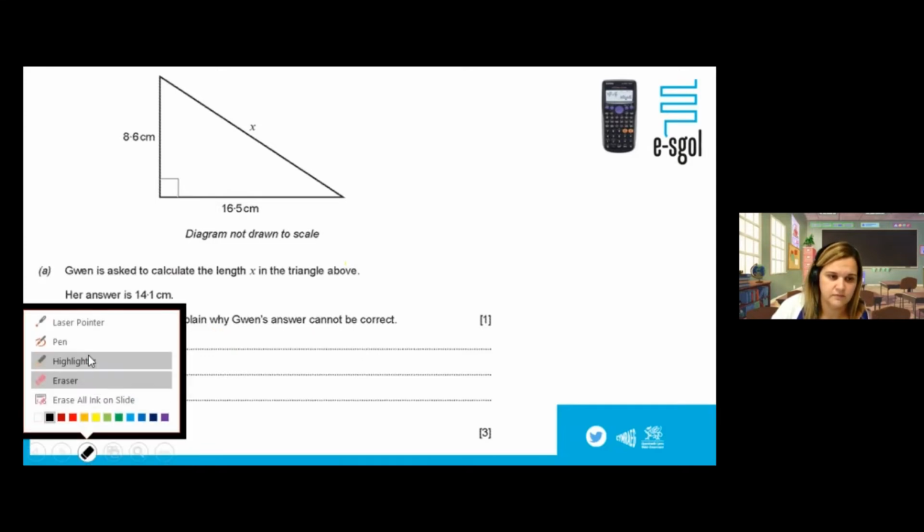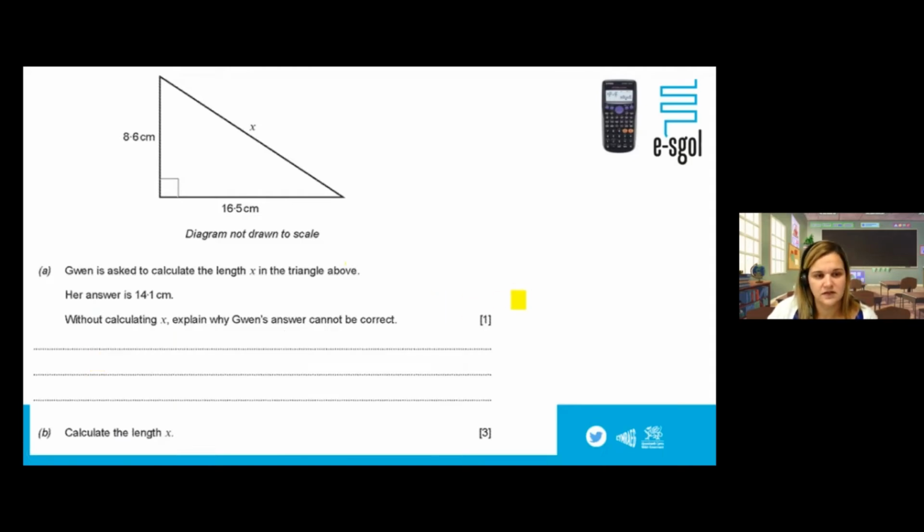Okay. So her answer is 14.1. Now that answer is the length x, and the length x in this question is opposite the right angle. So that is your hypotenuse. So it's saying that the hypotenuse is 14.1. Now I've said it quite a few times in this session that the hypotenuse is the longest side and it is opposite the right angle.